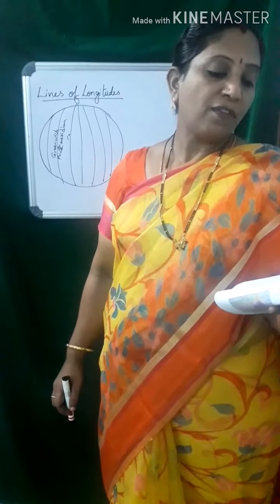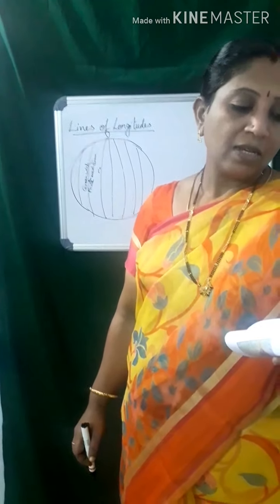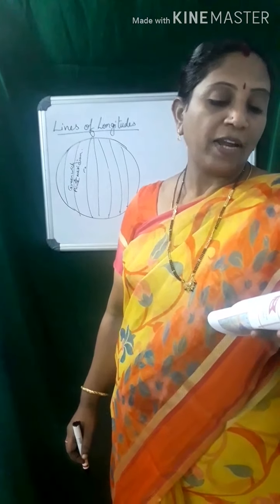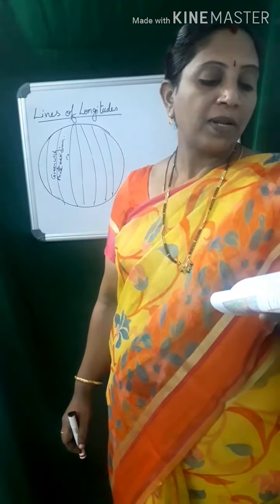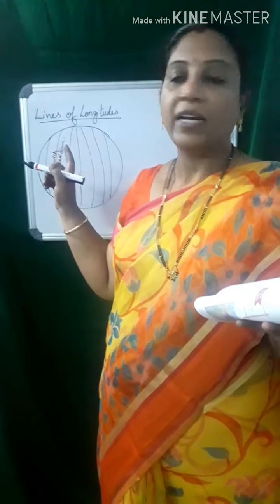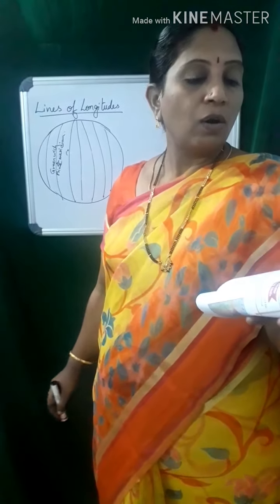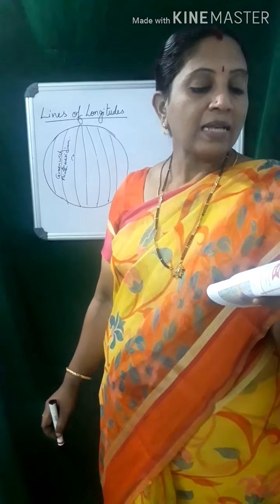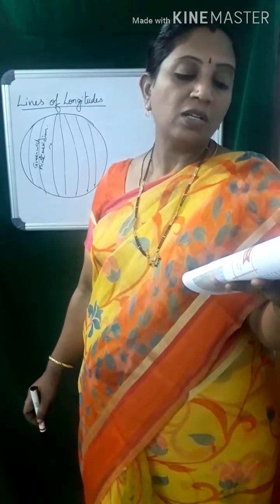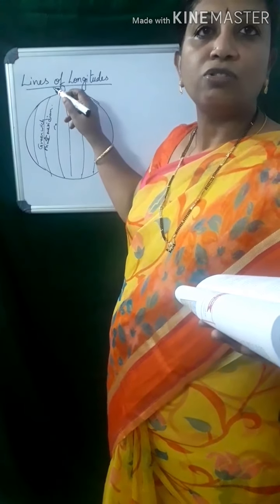Prime meridian is measured from the center of the earth. Lines of longitudes are called meridians. Like latitudes, longitude is also a measurement of an angle and is thus expressed in degrees east or west of the prime meridian. On a globe, meridians are shown as a series of semicircles that run from north to the south pole. Here, see, they look like semicircles from the north to the south pole.